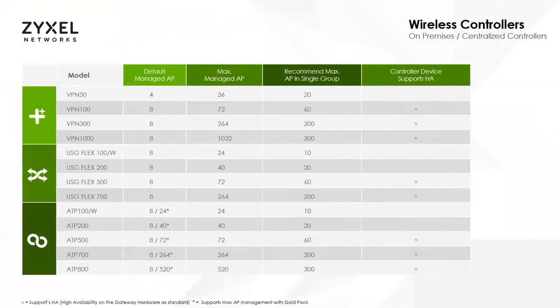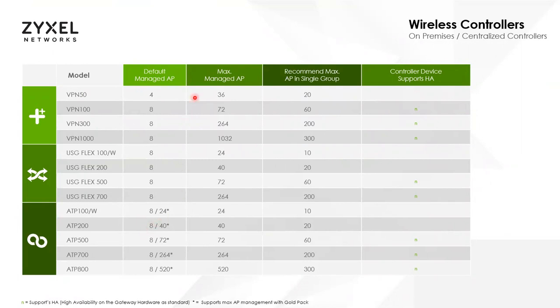So here's a list of our products. As you can see, our VPN series, our USG series, our ATP series, all of these have the ability to manage access points out of the box. And this column here is telling you how many can be managed out of the box. You can see, depending on the model, anywhere from 4 to 8 APs can be managed directly out of the box.